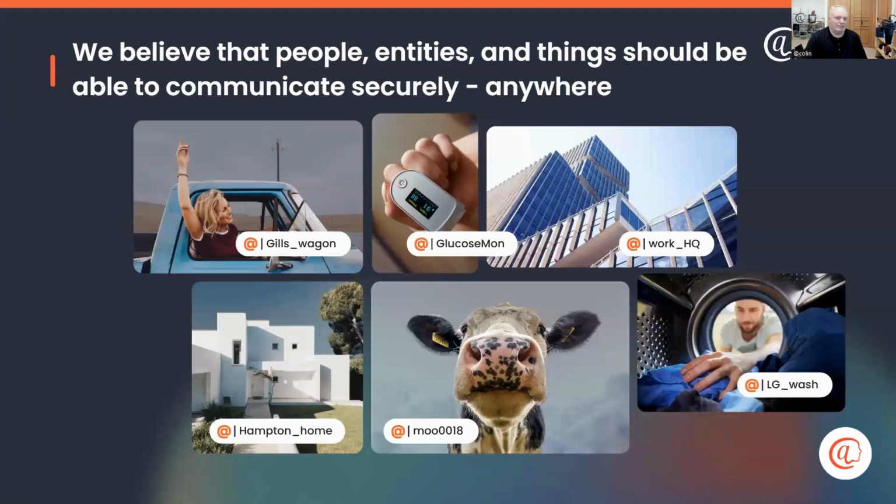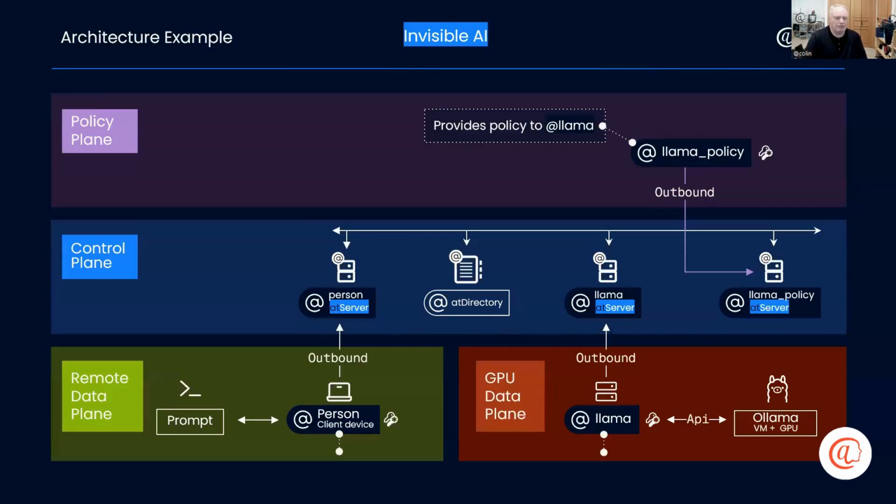If you're not familiar with Atsign, we've been working for a number of years now to create a platform to allow people, entities, and things to communicate securely anywhere. That means literally people, entities, and things, and entities includes AIs, should be able to talk to each other from anywhere to anywhere. What we mean by securely is end-to-end encrypted and without any network attack surface out on the internet. So we're calling this invisible AI because your AI is kept invisible.